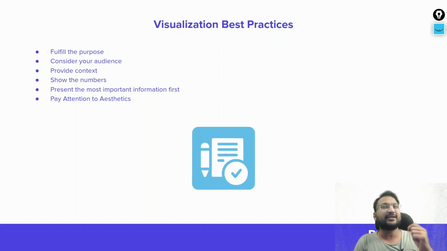Second, consider your audience. Suppose you create very complex charts and share them with an audience that is a complete beginner to reports. It will be tough for them to understand what the chart is telling. So if you know that your audience is basic or beginners, choose the charts accordingly. And if your audience has been using charts for a very long time, choose the chart accordingly.